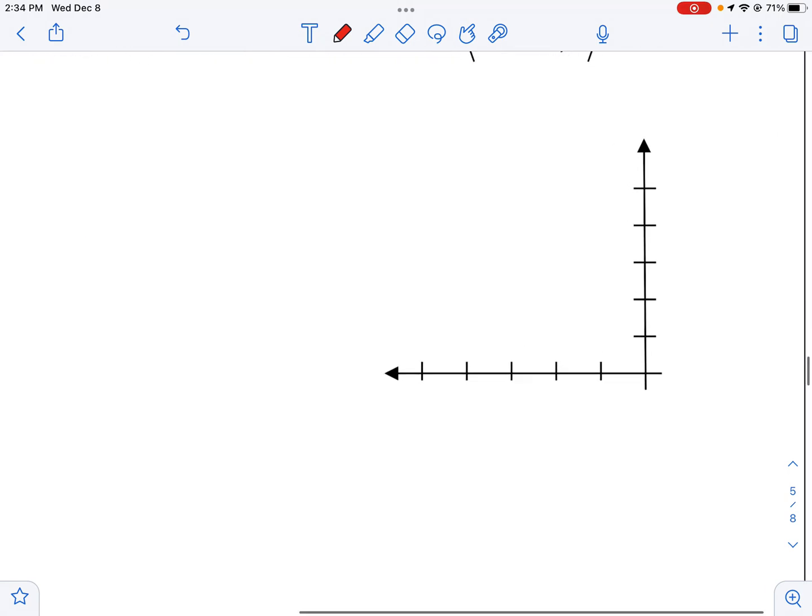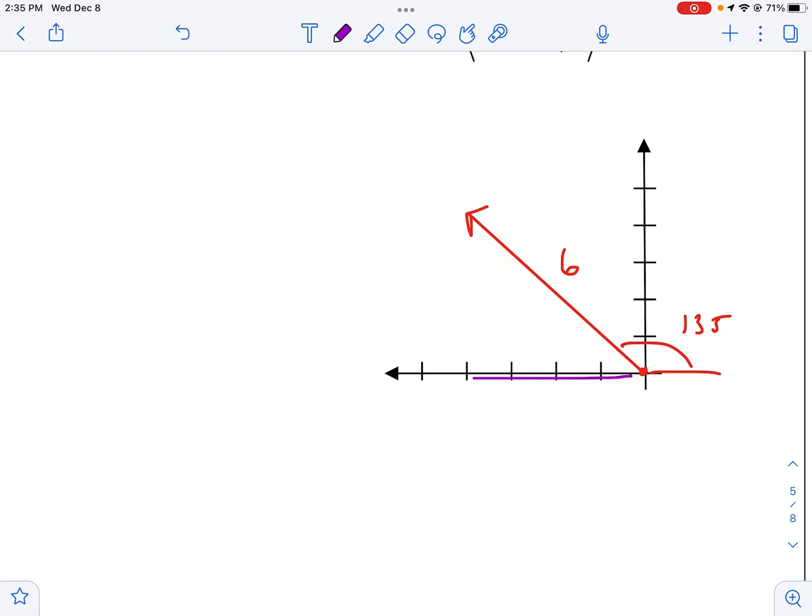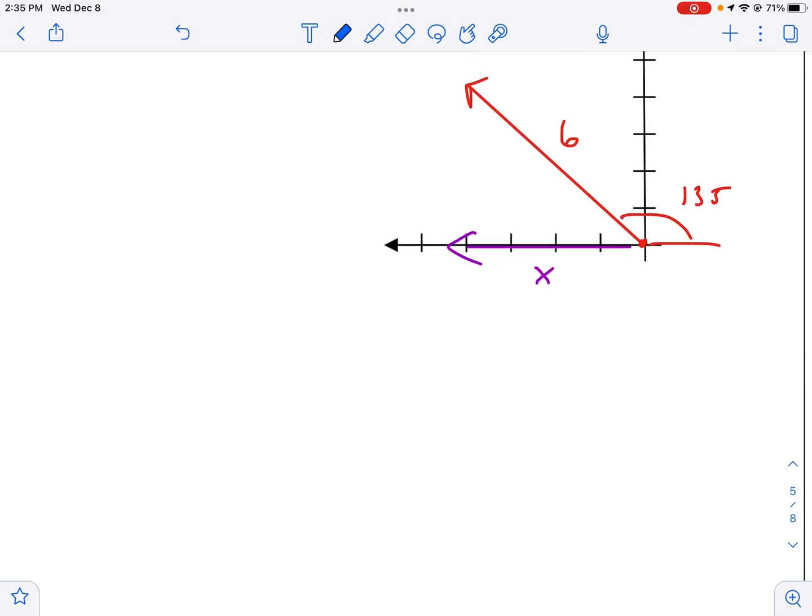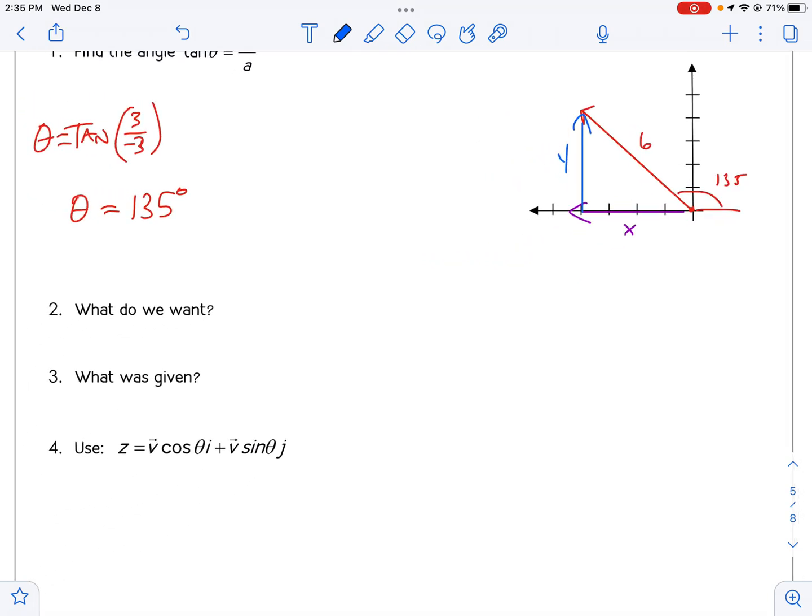So what I'm going to do here then is draw my picture real quick. Remember that that's the 135. So I know that this is 6. I am looking for the two component vectors that make this up. This is not drawn to scale. So I'm looking for the x component, and I'm looking for the y component. This just comes down to some general knowledge of right triangle trig. And I know the hypotenuse.